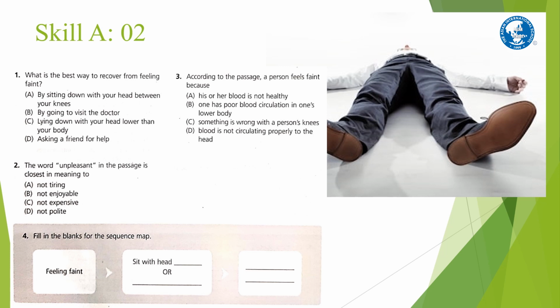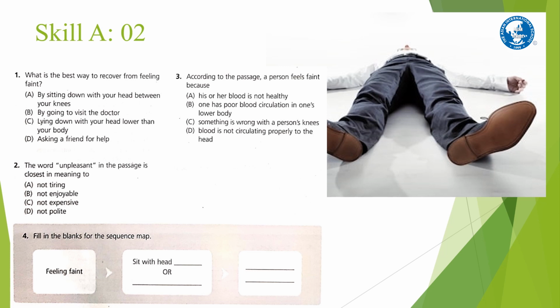Question 3. According to the passage, a person feels faint because A, his or her blood is not healthy. B, one has poor blood circulation in one's lower body. C, something is wrong with a person's knees. D, blood is not circulating properly to the head. Okay, that information is there in the very first sentence. It's D, blood is not circulating properly to the head.